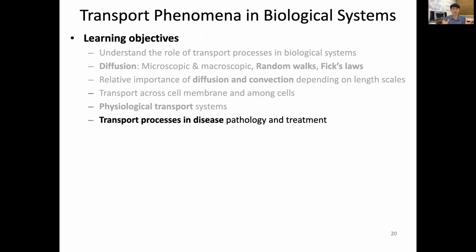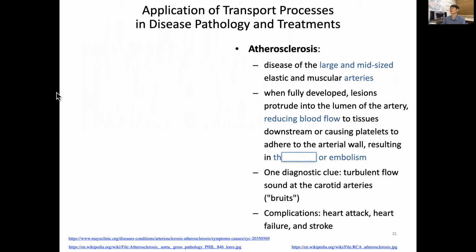And this transport phenomena is based on an engineering approach. So we need to understand this to come up with a better treatment or understanding of this disease process. So first, an example is atherosclerosis, which is a disease of middle or large sized elastic and muscular arteries. And when fully developed, the lesions will protrude into the lumen of the artery.